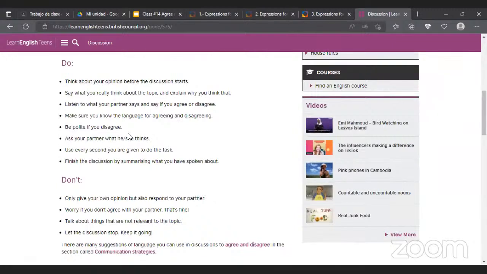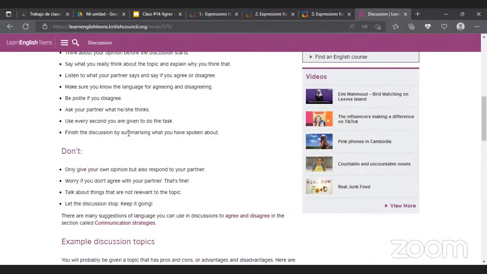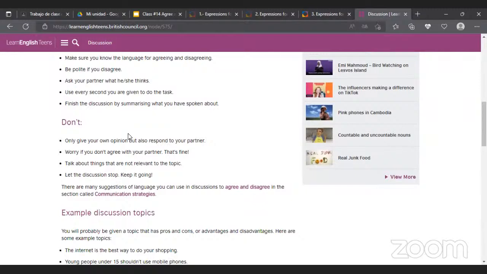Think about your opinion before this discussion starts. Say what you really think about the topic and explain why you think that. Listen to what your partner says and say if you agree or disagree. Make sure you know the language for agreeing or disagreeing. You already saw a little bit of expressions for agreeing and disagreeing. Be polite if you disagree, like Nicole and I showed in the example. Ask your partner what he or she thinks. Use every second you are given to do the task and finish the discussion by summarizing what you have spoken about.